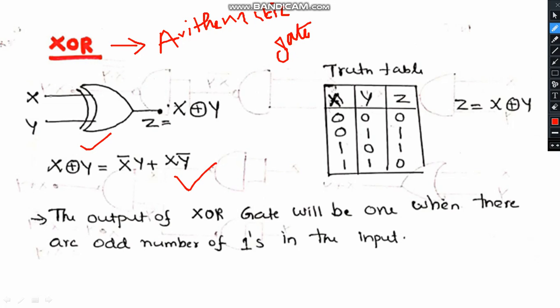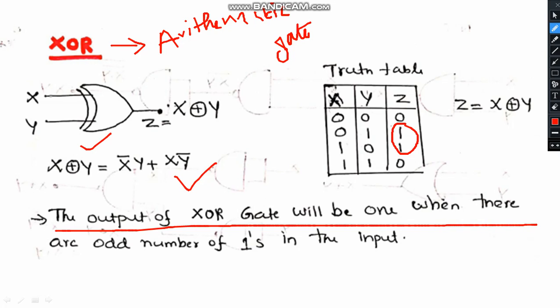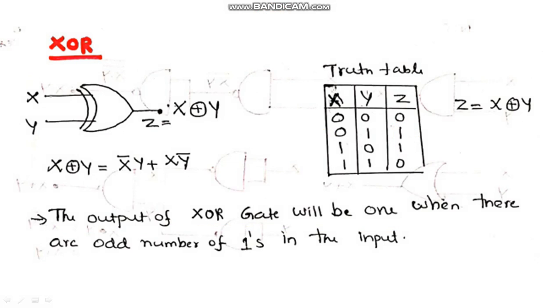It can be written as X bar Y plus X Y bar. Then look at the truth table and you will see the peculiarity. Look only at this particular point where you will be getting the output. Now let us conclude: the output of the XOR gate will be 1 when there is an odd number of ones in the input. See, look at this. Here an odd number of ones are available. At this particular point also an odd number of ones are available. Definitely you will be getting the output.